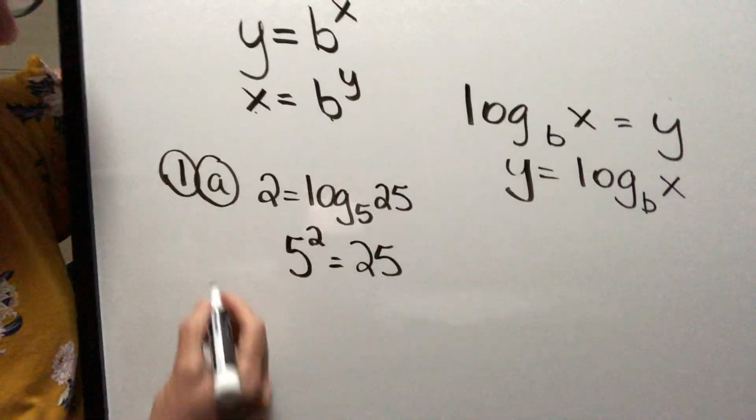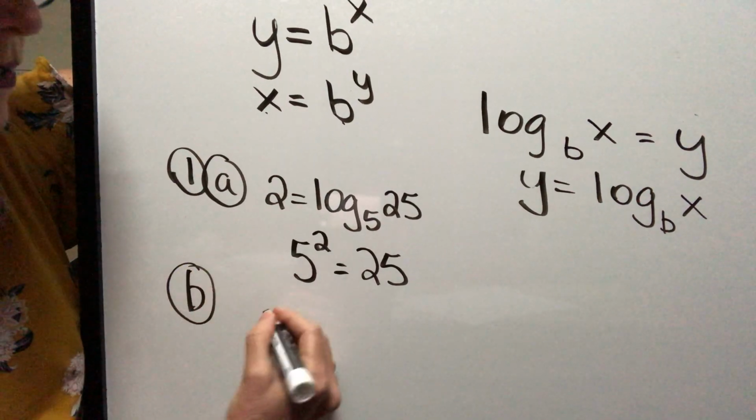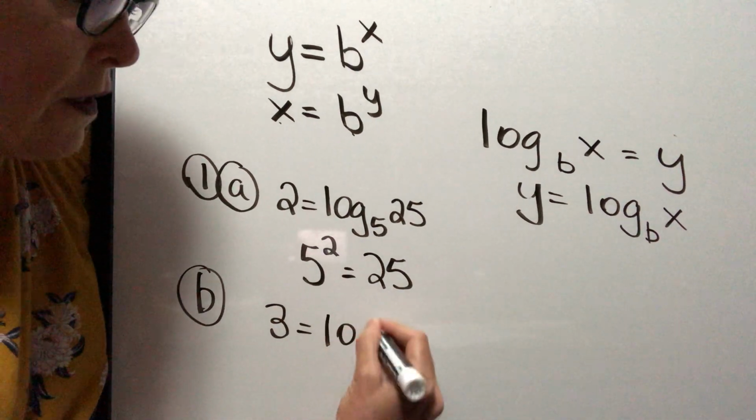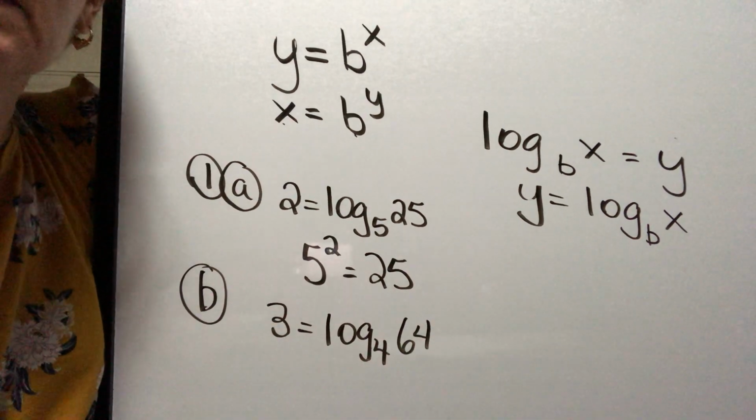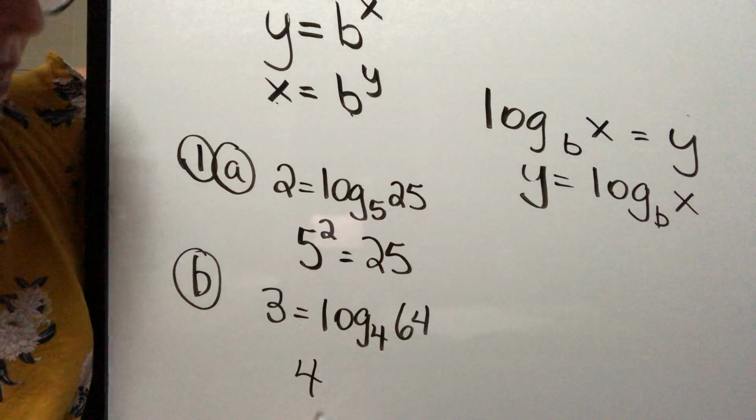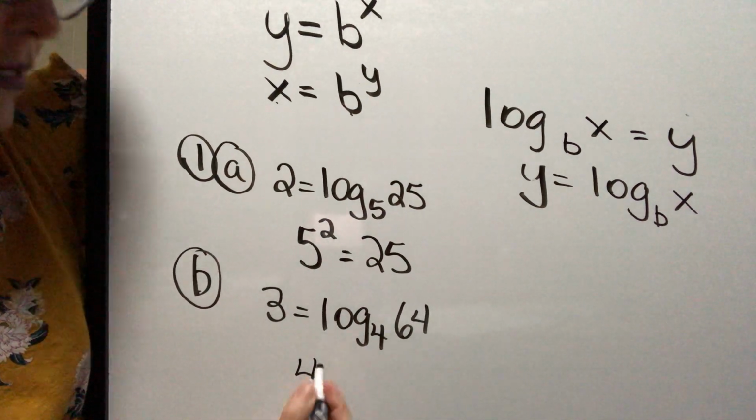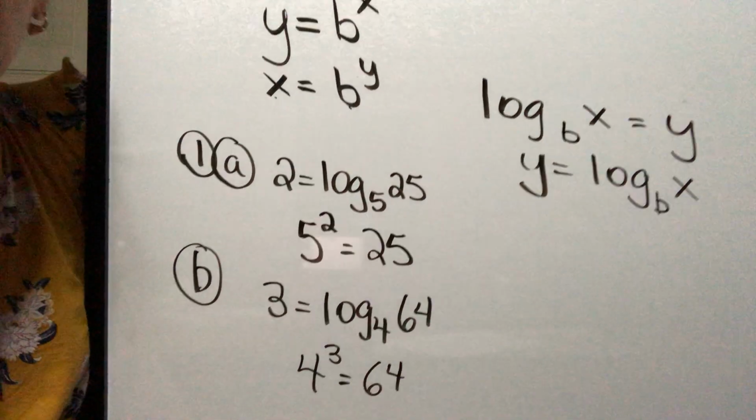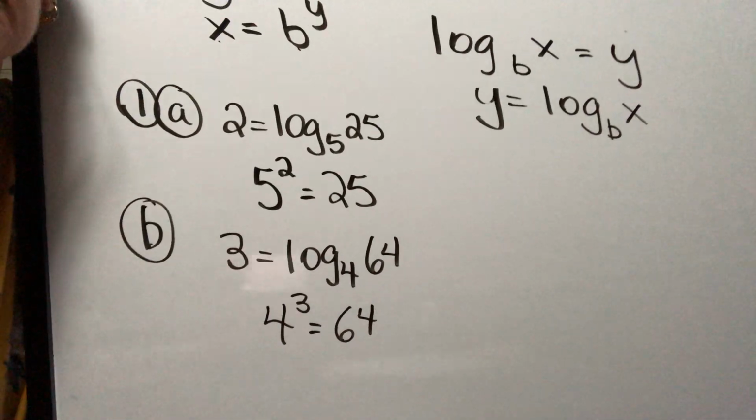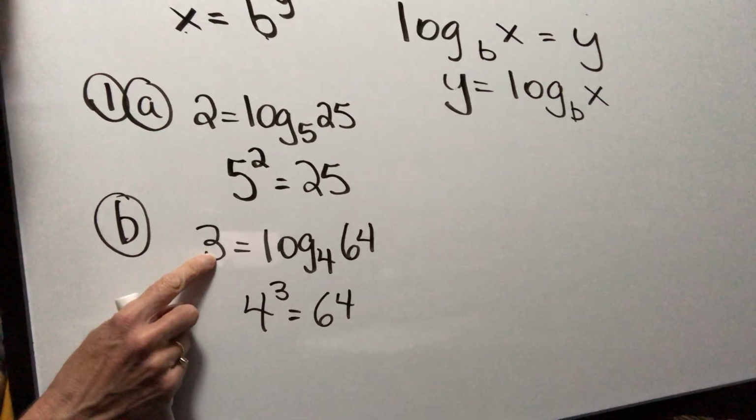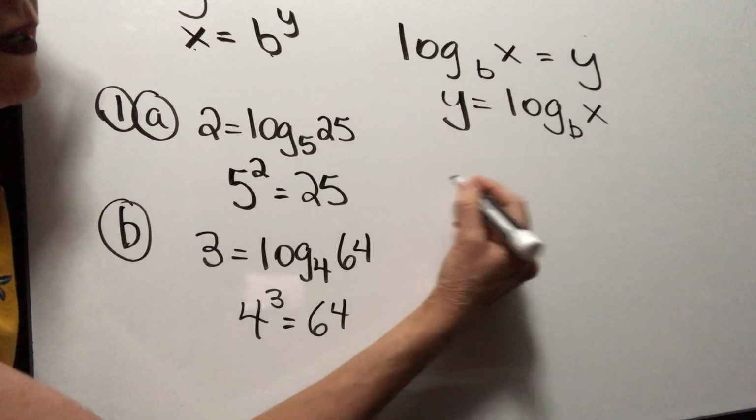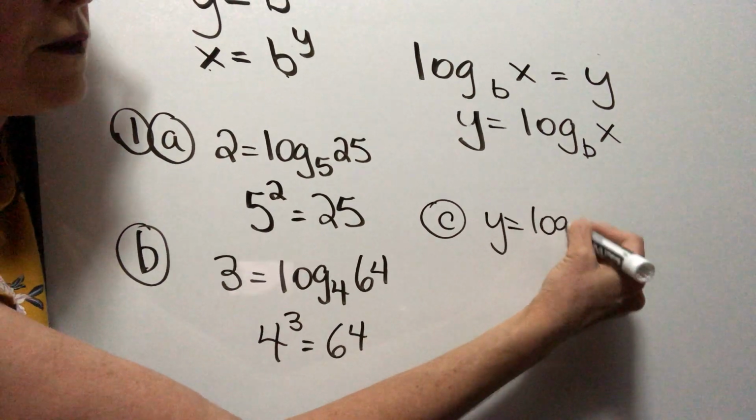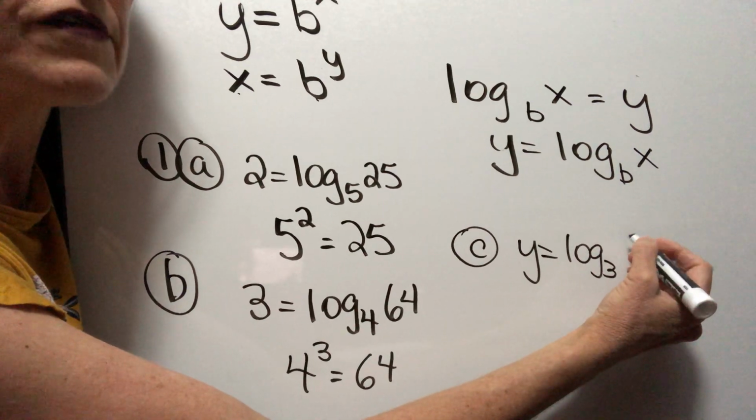Okay, let's do another one real quick. This is part B of number 1. The equation looks almost the same. It's 3 equals log base 4 of 64. So the base is 4. It will be raised to the power of 3, and then that will equal this number over here, 64. So 4 cubed is 64, and that is the same thing as this logarithmic equation. And there's one more. Let's do C. It's y equals log base 3 of 7.